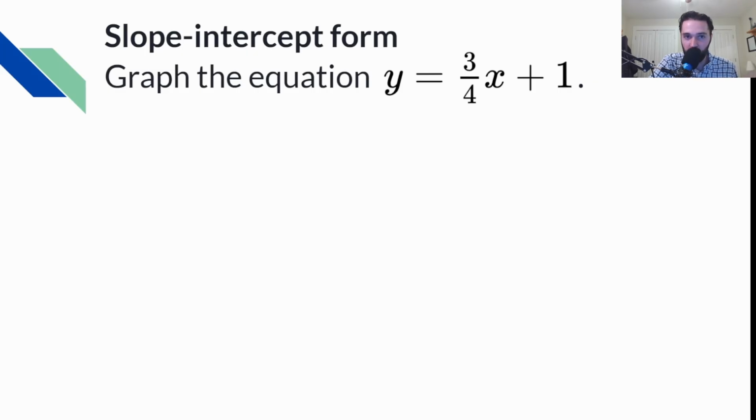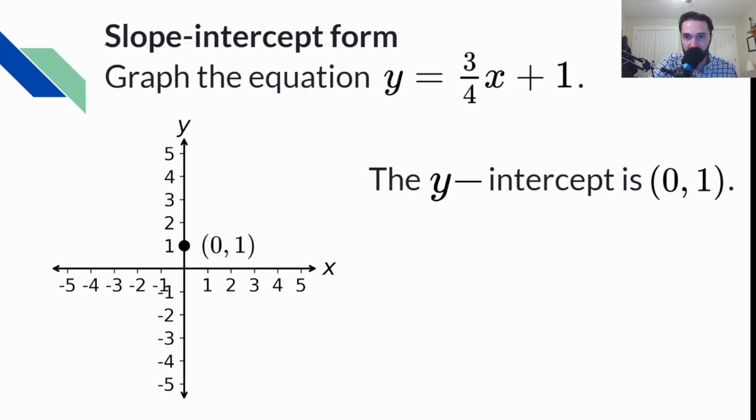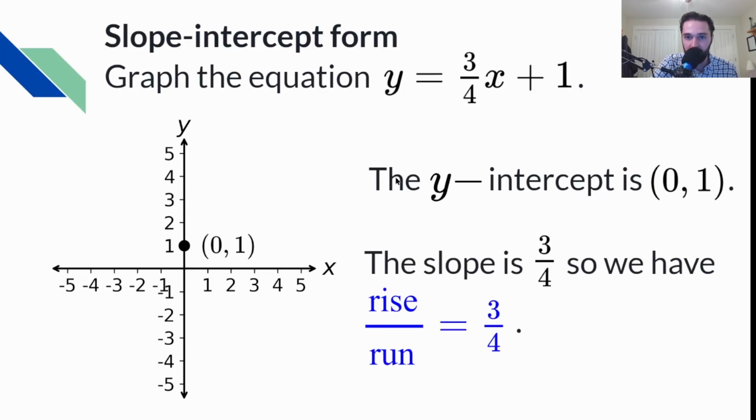Here we're asked to graph the equation y equals 3/4 x plus 1. Okay? So right off the bat, we can just look at this equation and immediately say, hey, this line crosses the y-axis at (0, 1). Okay? And we only need 2 points to draw the equation of a line.